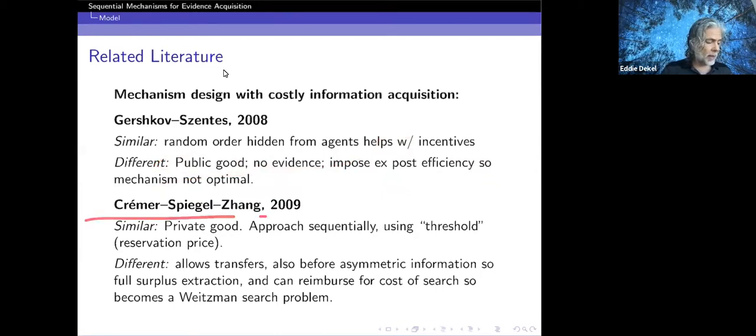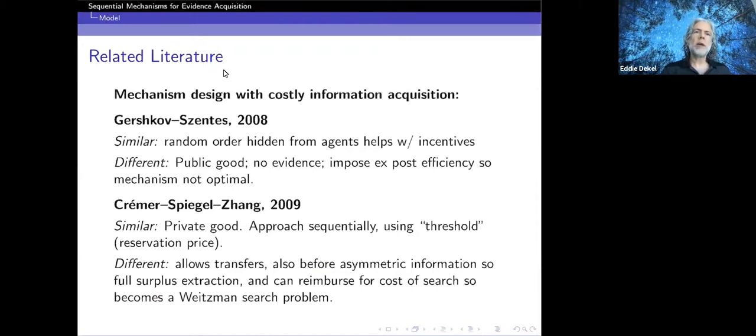Kremer, Spiegel, and Zhang do study a private good like we do. They do have an optimal mechanism, and in their optimal mechanism, the agents are approached sequentially using a threshold. So that's similar in structure. But the model is extremely different. And the main reason it's different is because they allow transfers. And it's not just the allowing of transfers, they allow transfers before there's any asymmetric information. So the principal can extract the full surplus because there's no asymmetric information.